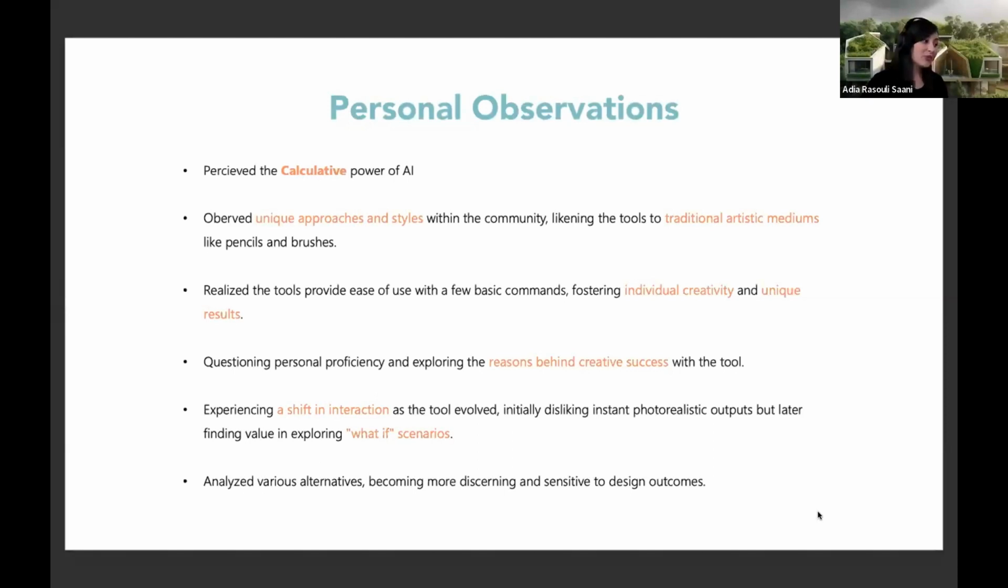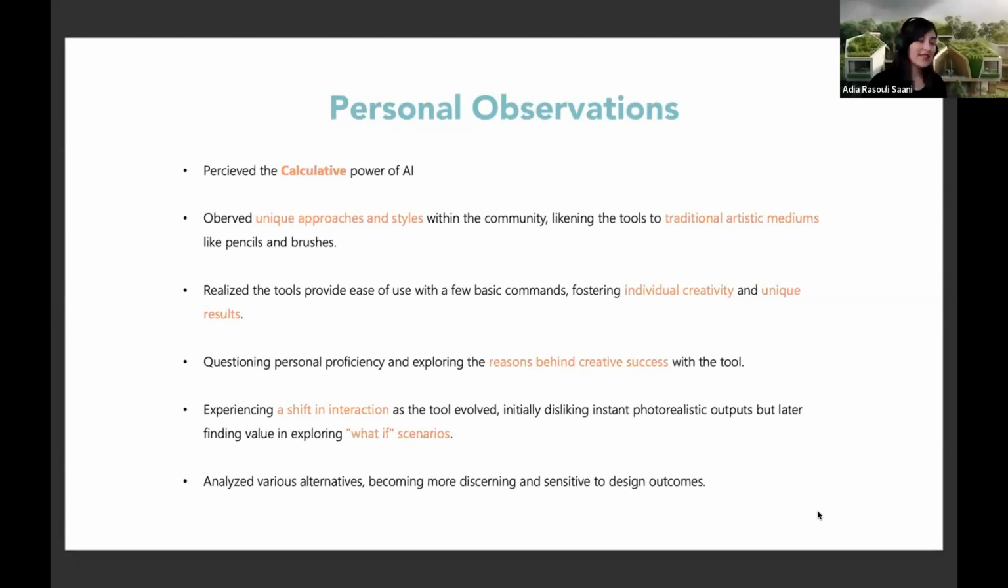But as the tool evolved, it somehow changed the way I interacted with it. I remember the first time I tried version 5, and it immediately gave me something fully evolved and fully realistic. I really hated it. I thought to myself, this is so boring, and what about all that process, all that surprise and concept evolution? But as time passed, I started looking at it in a different way.